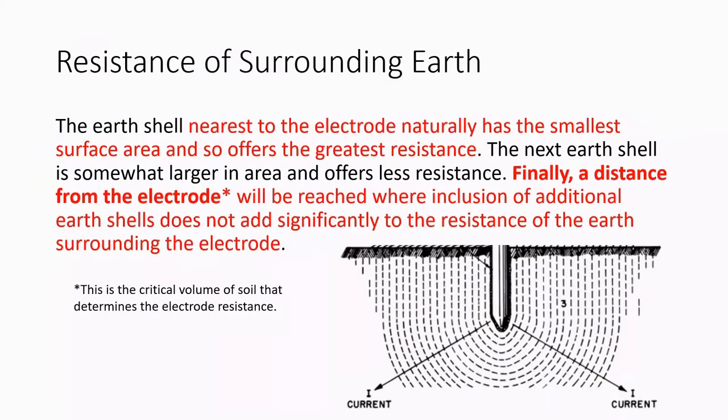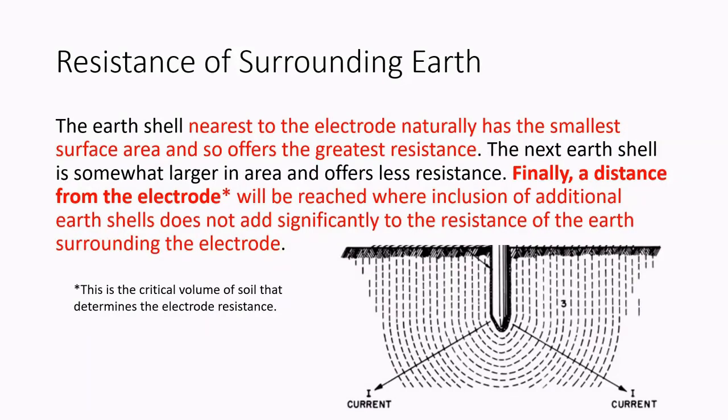Okay, now we come to the most important part of the earth electrode resistance. This is the resistance added by the surrounding earth. This surrounding earth is made out of various shells. So in here we have assumed these soil shells are uniform, but actually it is not very uniform. But for the calculations we have to assume it is uniform.